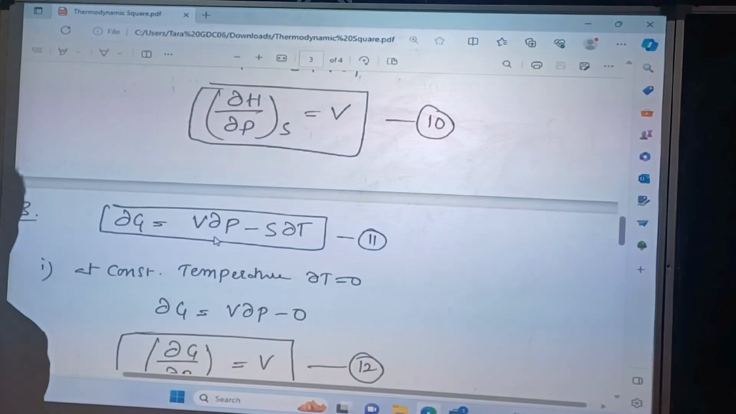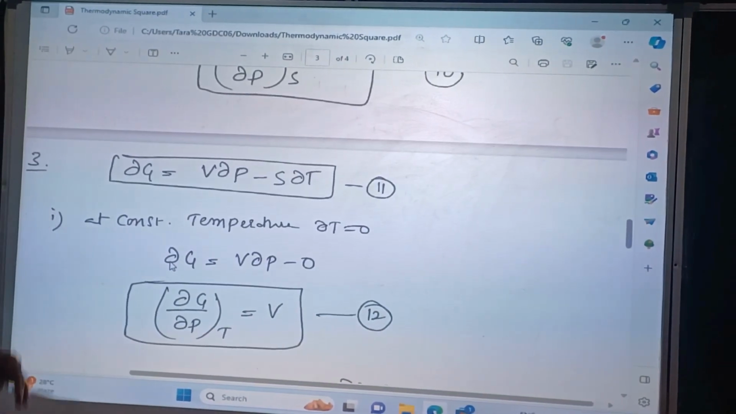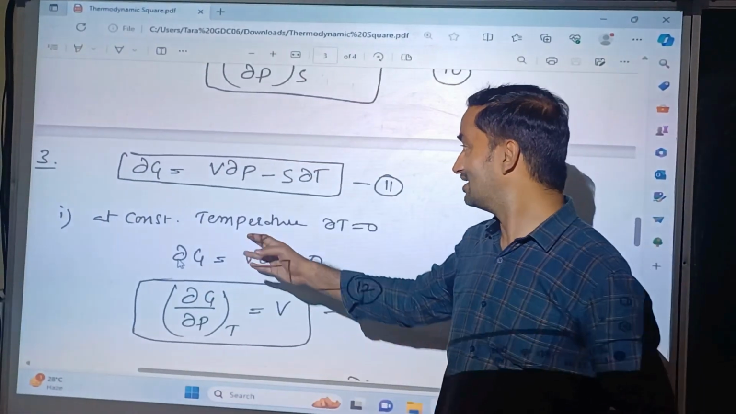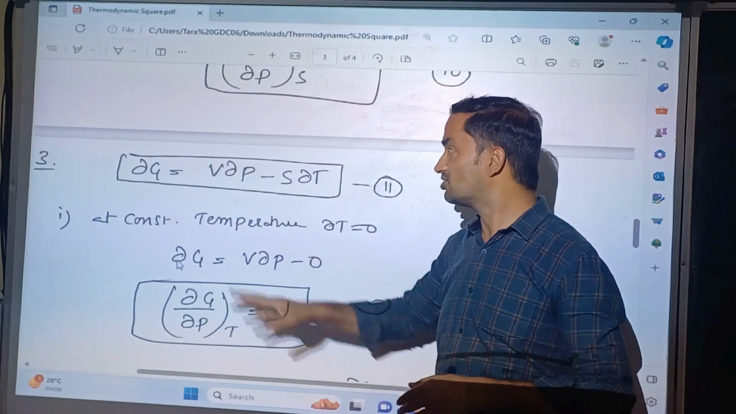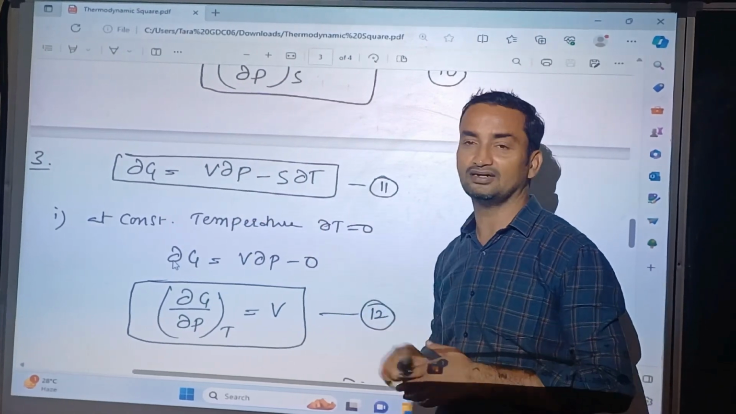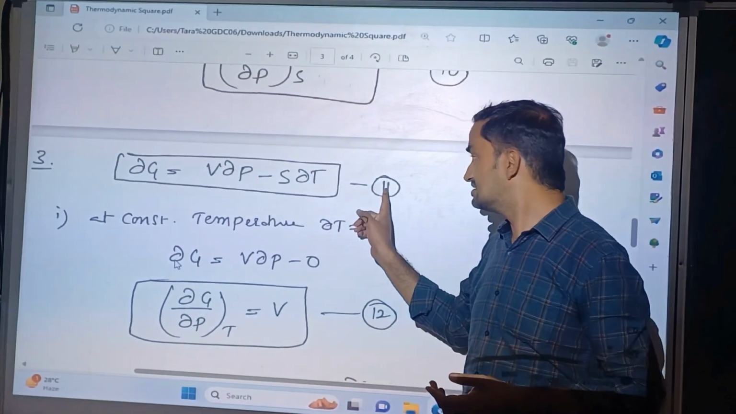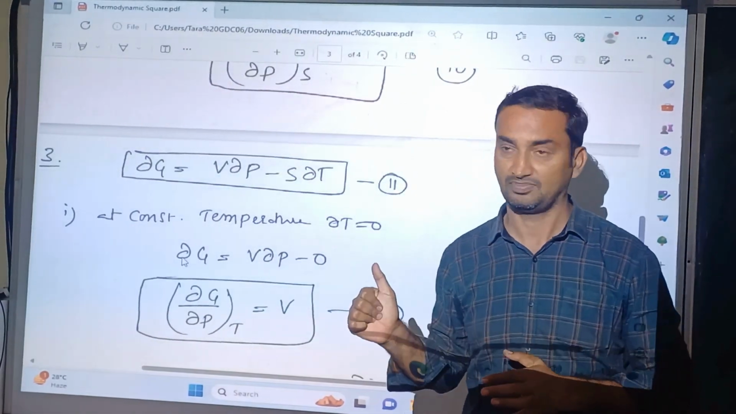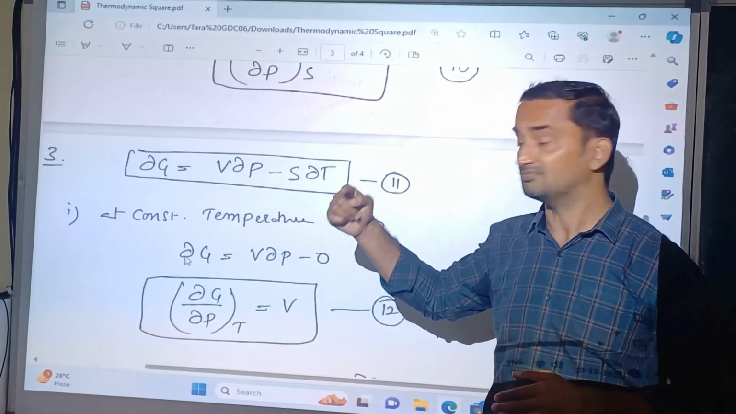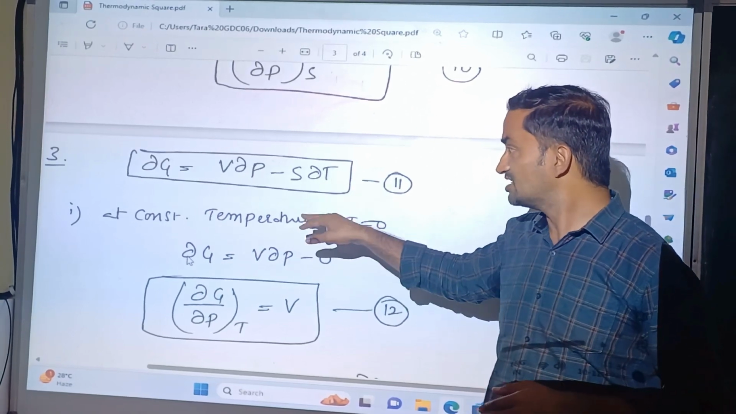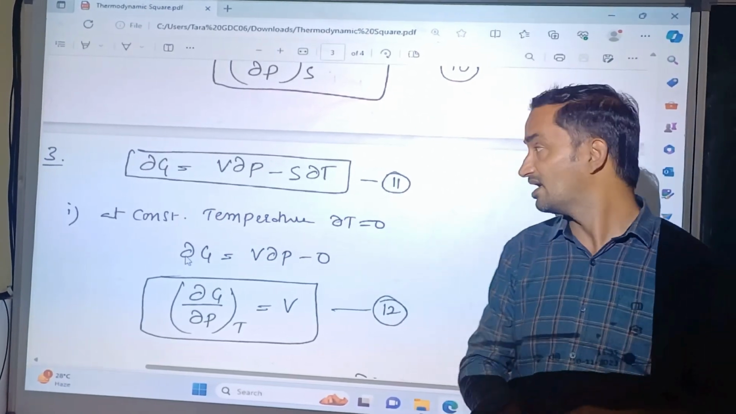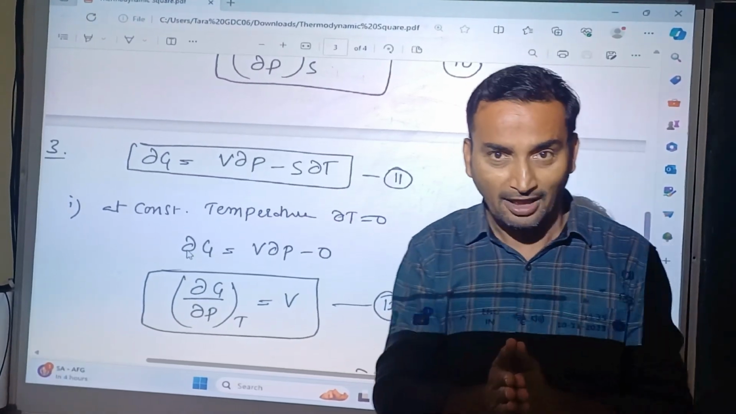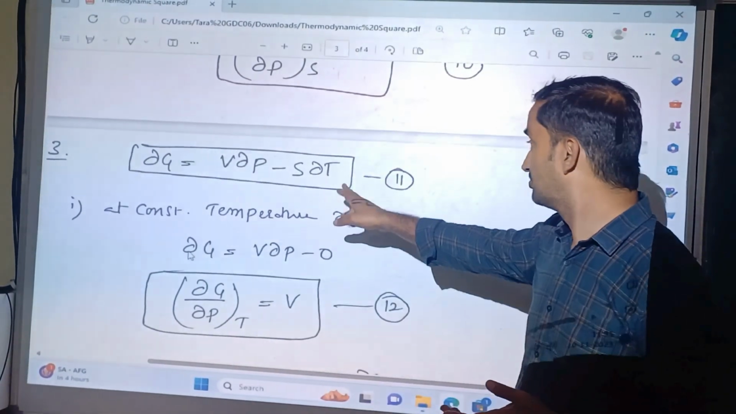Like that, we already told in the first case the partial differential equation of the Gibbs energy: dG equal to V dP minus S dT. This is the 11th relation. These are very important for your NEET. Now again from this we are going to get two more relations. How? Now you have understood. How? You see here.